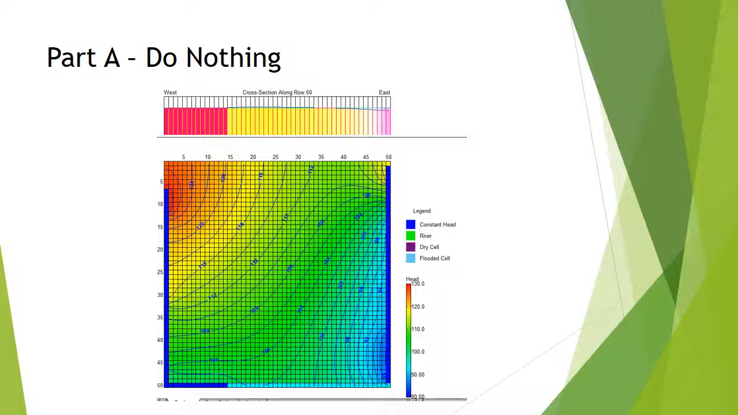So this is part A, this is the base case. The landfill is around row 25 and column 25, so it's in the middle. And the heads are higher in the top left-hand corner and lower in the lower right-hand corner. So this is going to be the direction of flow, and this is what we're trying to avoid because the water is flowing through the landfill and into the river in the bottom right-hand corner. This is the case that we're going to be comparing to with our other alternatives.